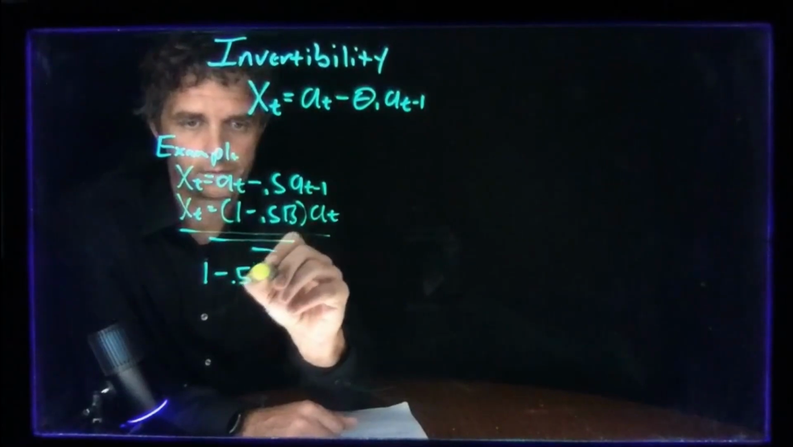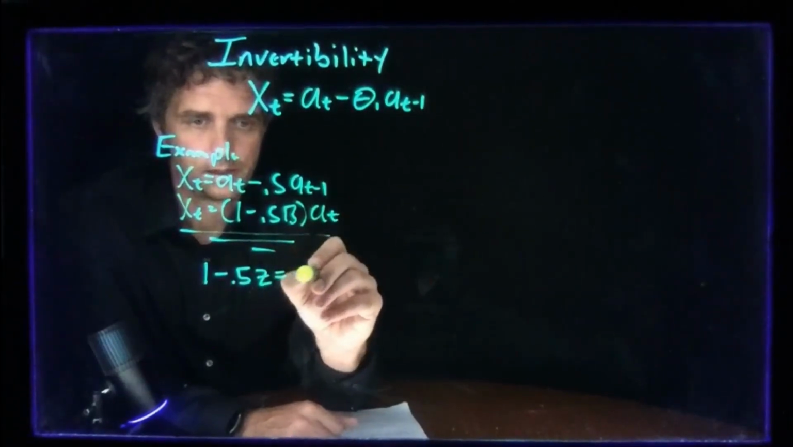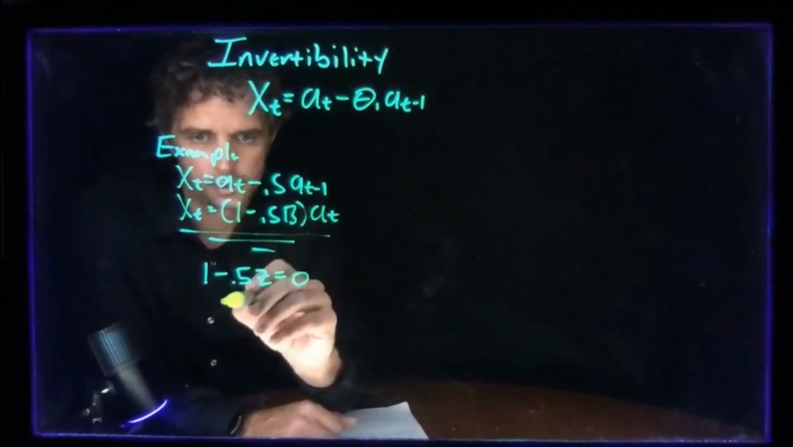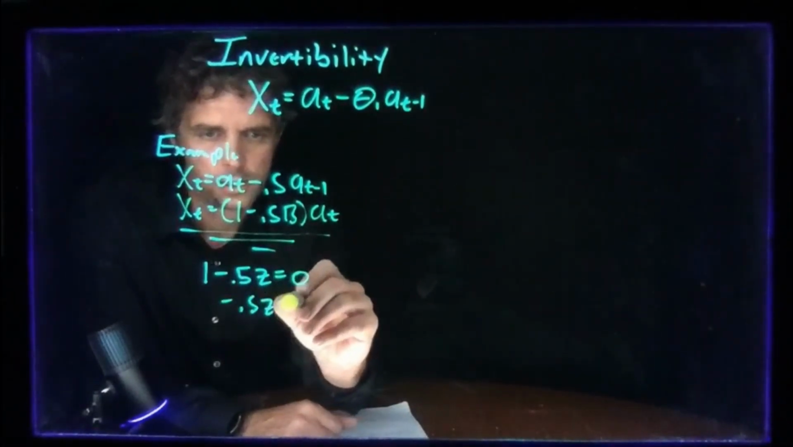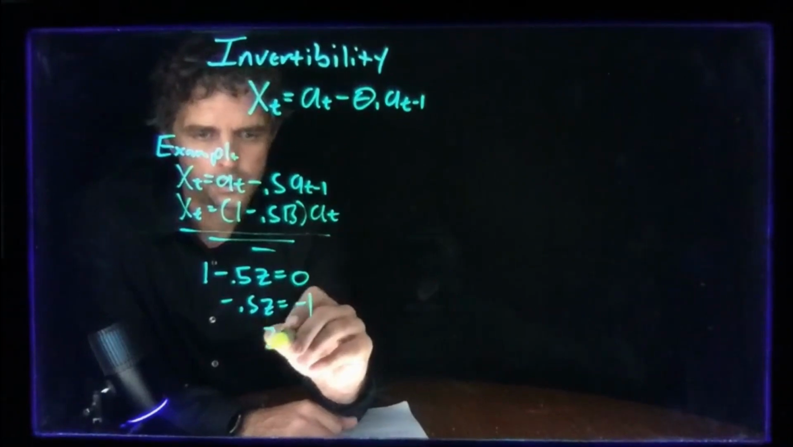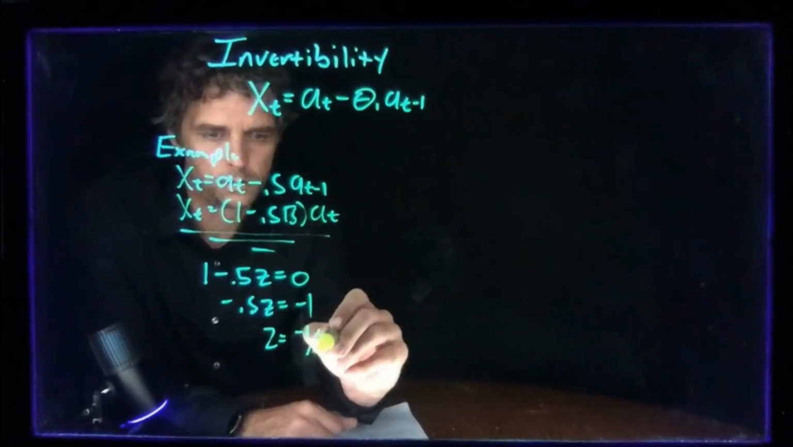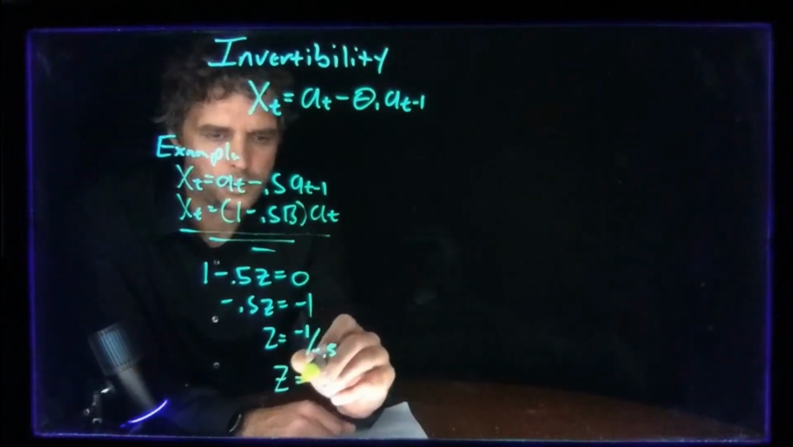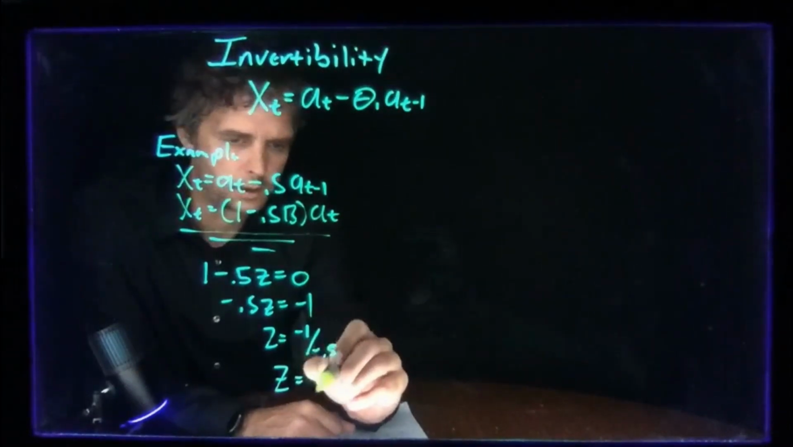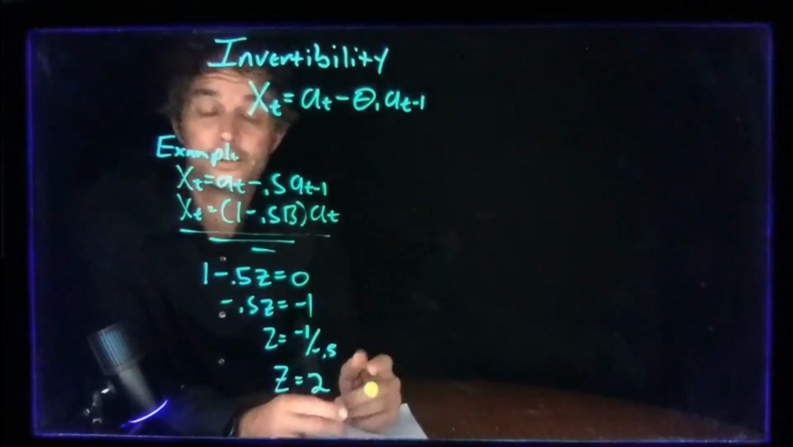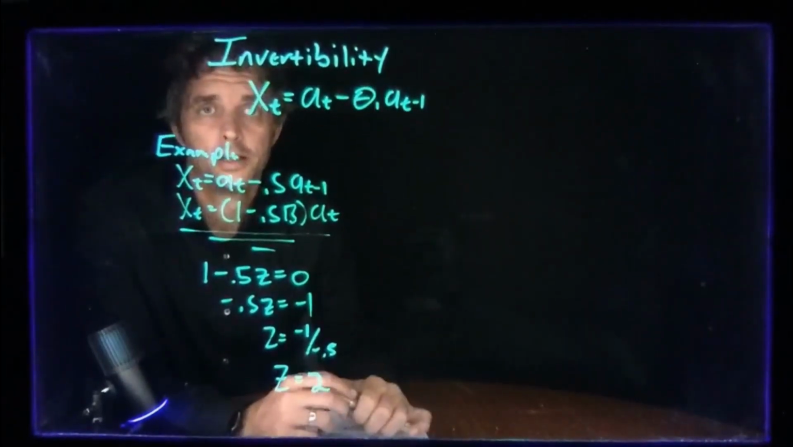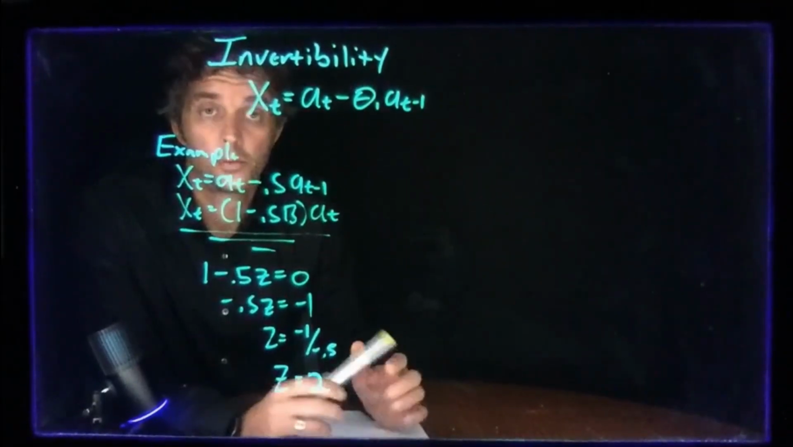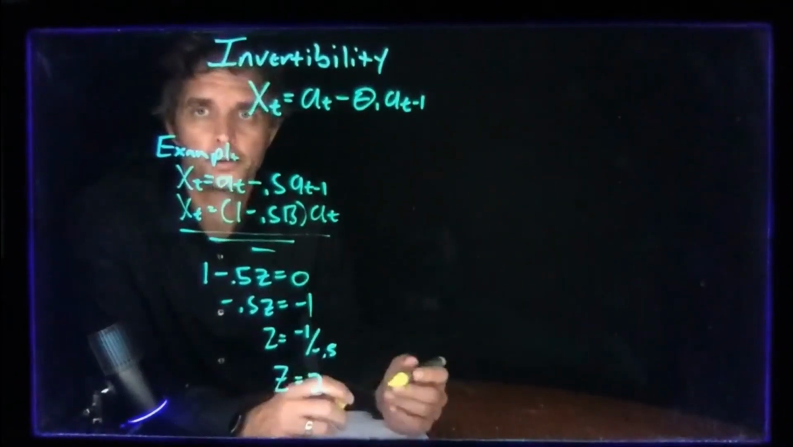1 minus 0.5z equals 0. We'll note that this is minus 0.5z equals negative 1. And so z equals negative 1 over negative 0.5, and that turns into z equals 2. Clearly 2 is outside the unit circle. It is greater than 1 in absolute value. And so we know that this is an invertible model.